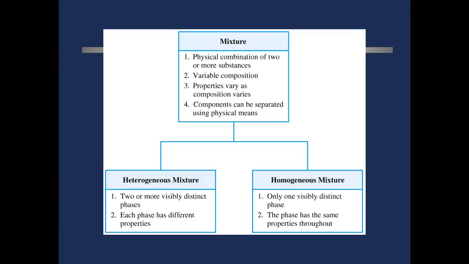So if we look at just mixtures, we can break those down into either heterogeneous or homogeneous. Heterogeneous mixtures have two or more visibly distinct phases, so you can see the difference between the things that make up the mixture, and each phase has different properties. Homogeneous mixtures have only one visibly distinct phase. You can't see with your eye what makes up the mixture, and the phase has the same properties throughout.